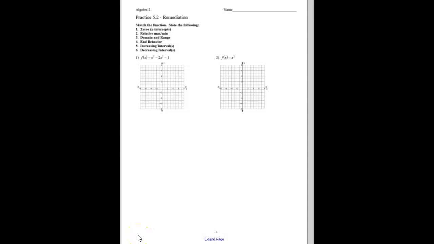So this is the remediation for 5.2, which is really extended graph analysis. And in each of these questions, we're going to ask you to do a whole bunch of things. So find all the x-intercepts, find any maximum or minimum using your calculator, domain and range intervals and behavior, and then increasing and decreasing behavior. So there's only 4 of them, which means I'm only going to do 1 of them. And I'm going to look at number 3.